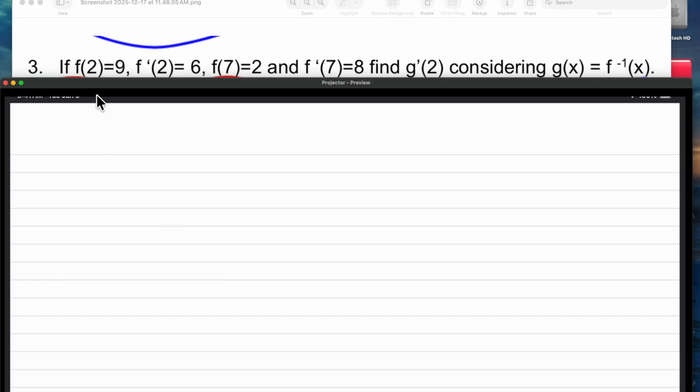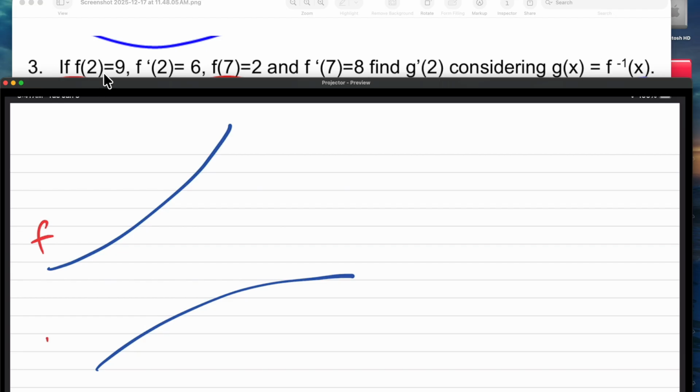Next, we are told that f of 2 equals 9, f prime of 2 equals 6, f of 7 equals 2, f prime of 7 equals 8. Find g prime of 2 considering the fact that g and f are inverse functions. So let's do a schematic where we have inverse functions. So folks, it looks like they're giving us 2 points here. First they tell us f of 2 is 9. Let's label this f and this g, and recall g is the inverse of f.